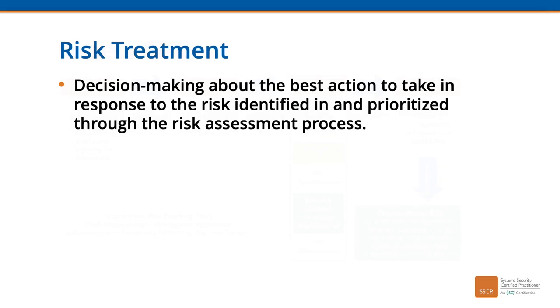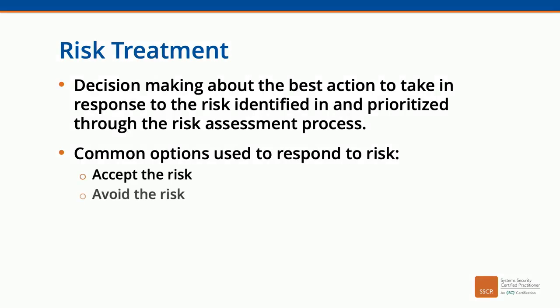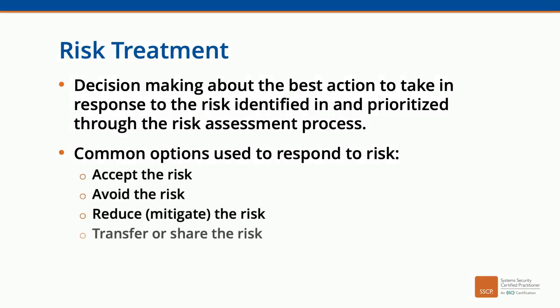This third set of activities in the cyclic view of risk management is where decisions are made on what is the best action to take in regard to the risk identified in and prioritized through the risk assessment process. The decisions made are dependent on the attitude of management toward risk and the availability and cost of risk mitigation. The options commonly used to respond to risk are to accept the risk, avoid the risk, reduce or mitigate the risk, or transfer or share the risk. Each of these options for risk response will be examined in more detail later in the course.